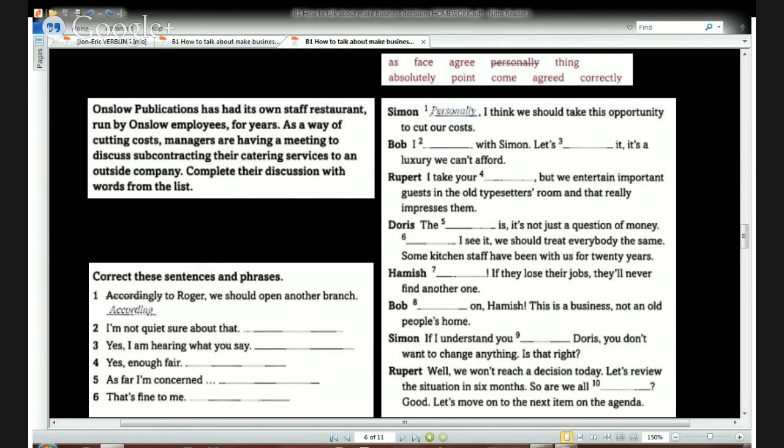I'm going to add this exercise to the notes on page 3 as well, which will be underneath the game board. Okay, so you'll have a copy there. Let's see if I can do it. Yeah, it's there. So this will be on page 4 of your notes if you want to have a copy. All right. And one last thing, which is on the right side, it asks us to correct the sentences and phrases. For example, "accordingly to Roger, we should open another branch." But it should be "according to Roger." Right? So we're going to correct the form of the word in each of these examples.